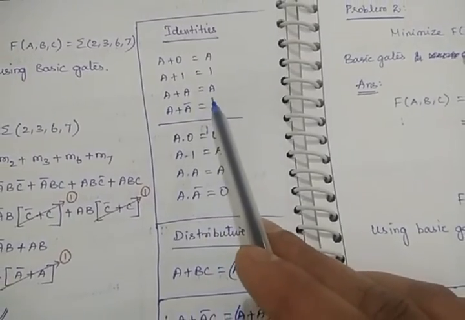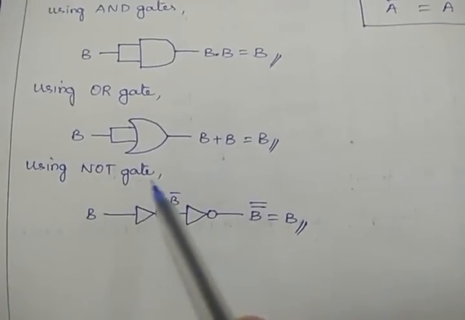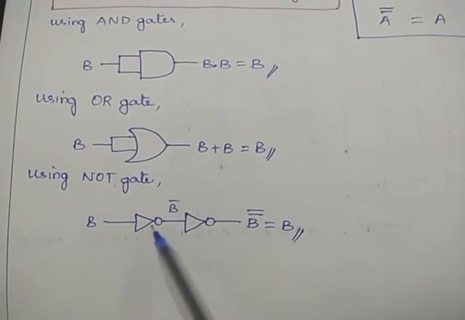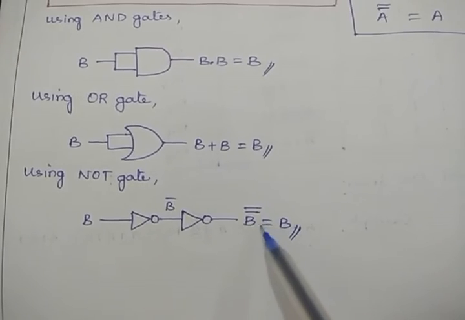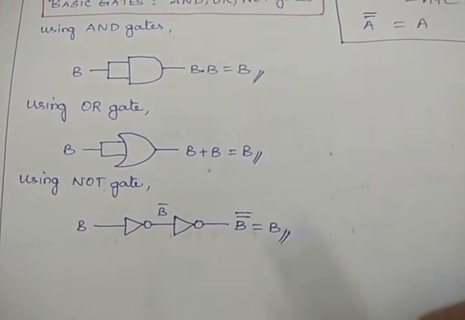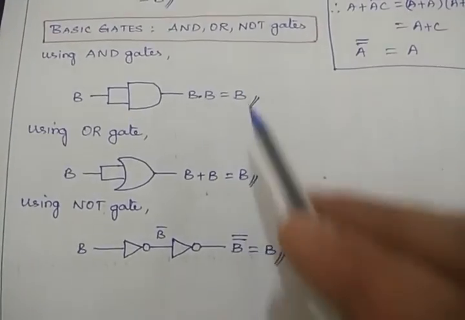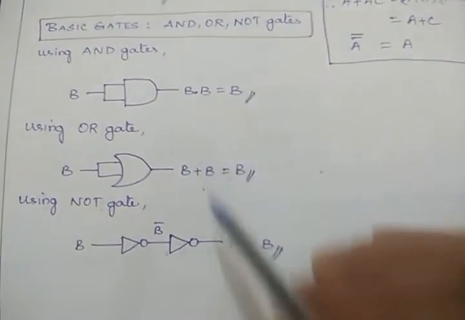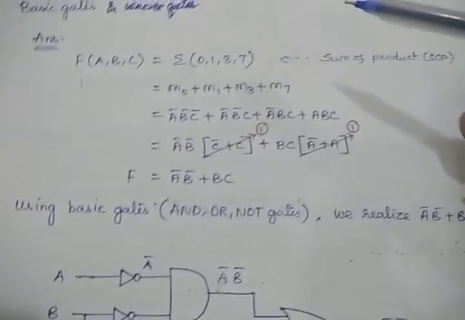From this identity we will get a plus a equal to a, right? Then using NOT gate, if I use NOT gate twice, then you will get b double bar. B double bar means b, right? So by using 3 gates, that is how we are getting b, that I explained here. We'll move on to the next problem.